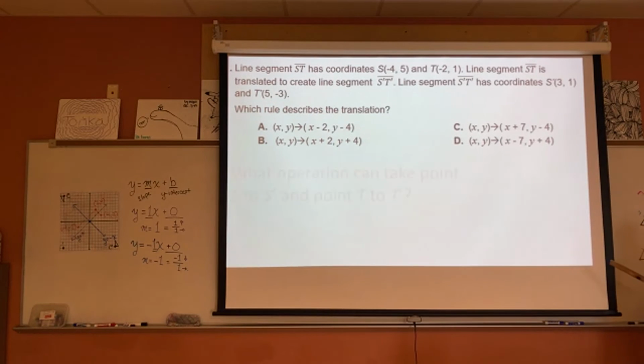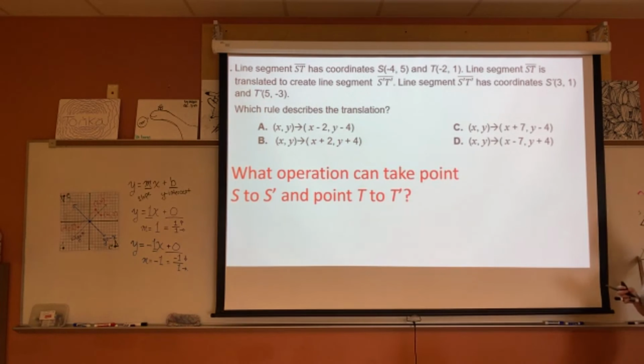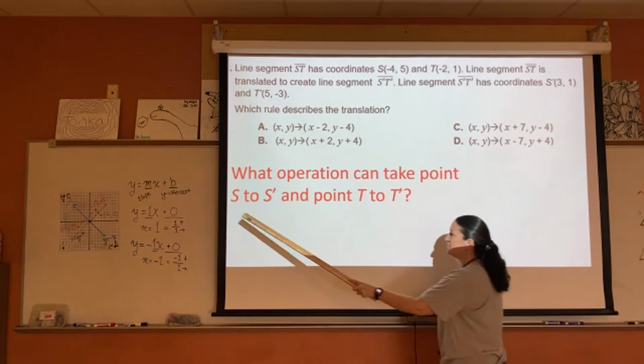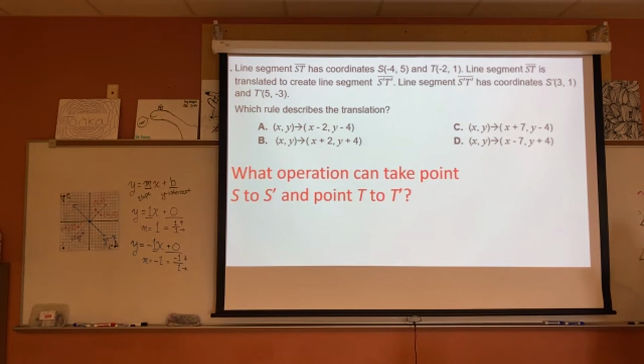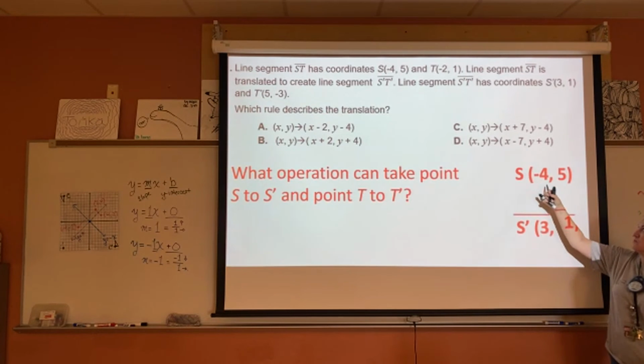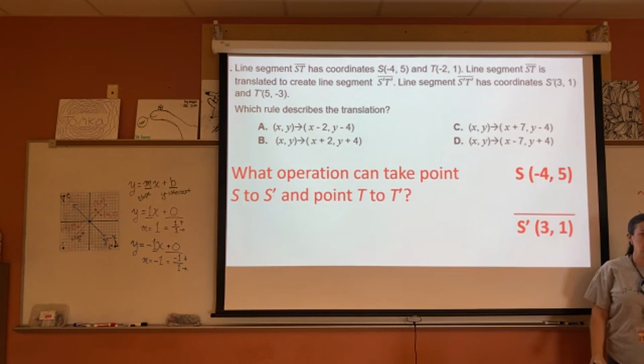So you want to ask yourself, what operation, addition, subtraction, multiplication, or division, will take me from point S to point S prime and also point T to T prime? Now, if you recognize that a translation only includes addition or subtraction, that limits what you have to figure out. But if you didn't remember that, it's not a big deal. So I'm choosing to focus on point S and point S prime. So the question is, how can I get my X value from -4 to +3?